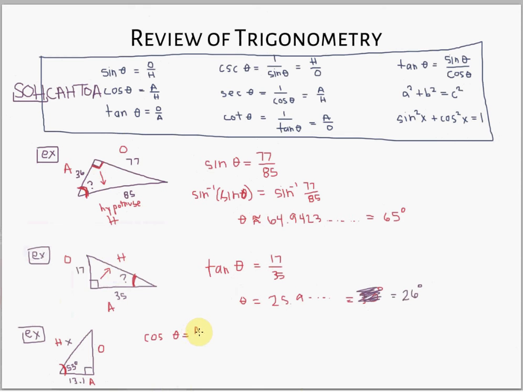adjacent over hypotenuse. Okay, so then we're going to fill in the spaces that we know. So the cosine of 53 degrees equals the adjacent side, which is 13.1, divided by x. So now we have a problem that only has one variable, so we're able to solve for it.